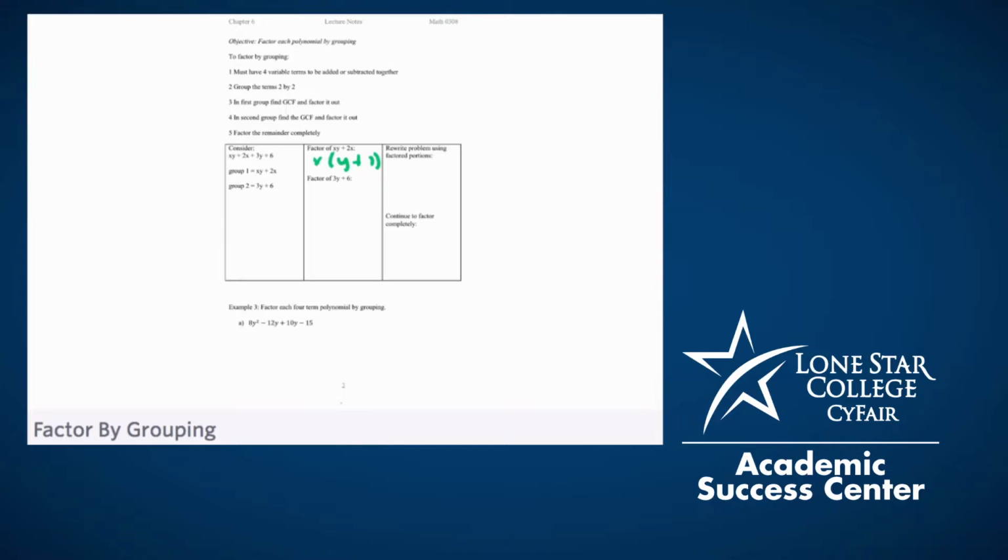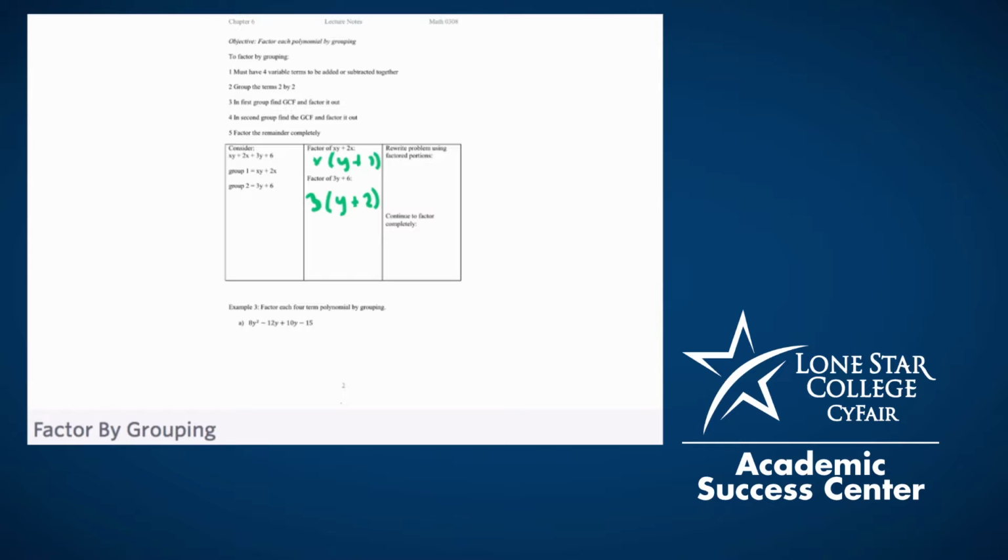From group 2, we'll look for the greatest common factor again, and between 3 and 6, our greatest common factor is 3. So we'll factor out a 3. What's left again is like you're dividing each term by that 3 you factored out, so we're left with y plus 2.